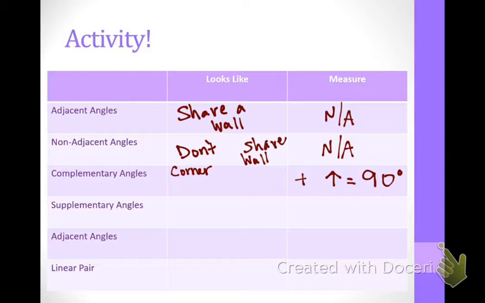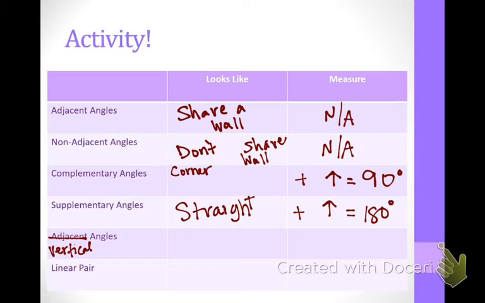Supplementary, what does it look like? Straight line, straight angle. And they add up to 180. Oh, nope, this should not be adjacent. This should actually be vertical. Vertical angles. Sorry if you already wrote that. I made this right before your class, so I'm doing it just to help you, not to give you more to write.